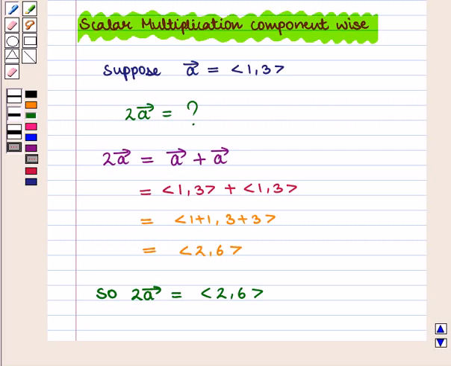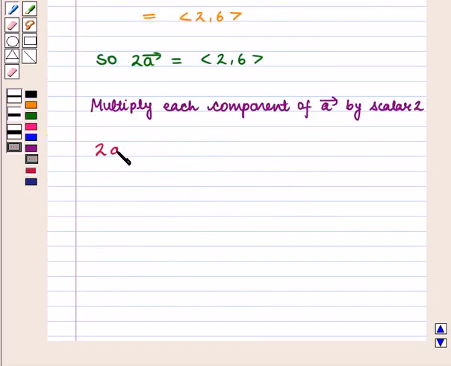In other words, we say that we multiply each component of vector A by scalar 2, that is 2 into vector A is equal to 2 into the ordered pair 1, 3, which is equal to the ordered pair 2 into 1, 2 into 3, that is equal to the ordered pair 2, 6.